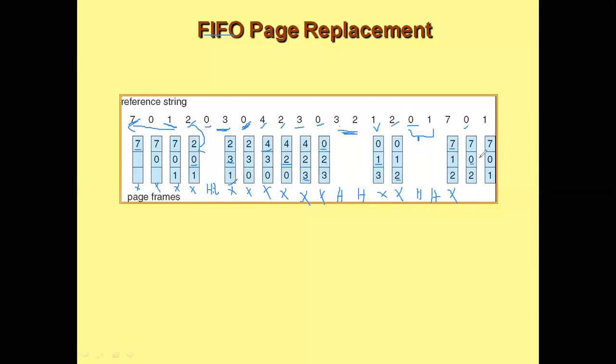Now, coming to the next one, so this is a page fault. So coming to the next page, which is 1. So we need to decide which page to replace. We can't be replacing with 0. Then 7 is also not possible, but 2 can be replaced. So in the place of 2, we can write 1. Okay. So this is how we follow the FIFO page replacement method.